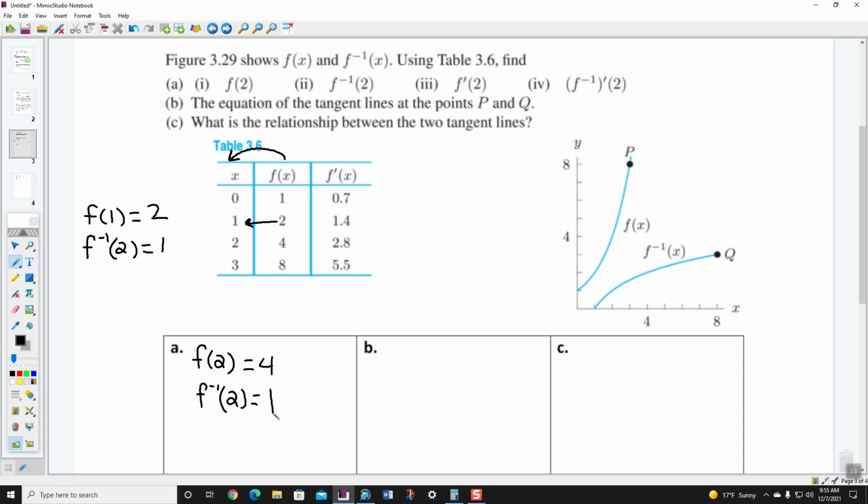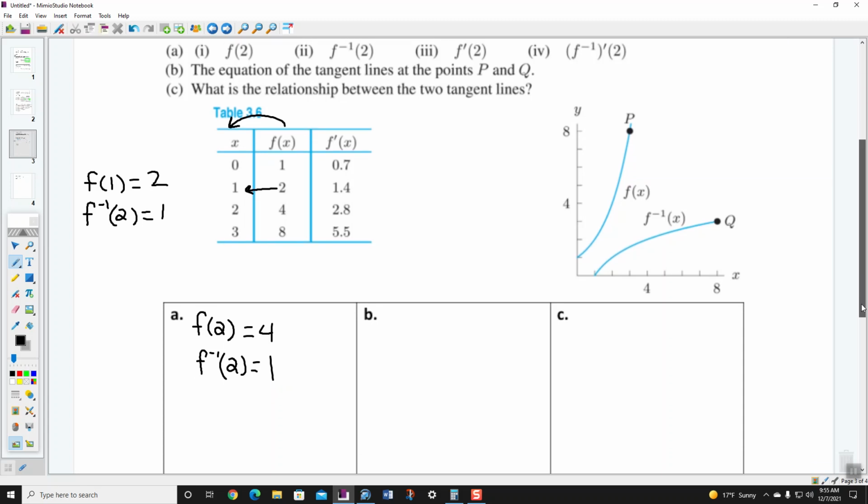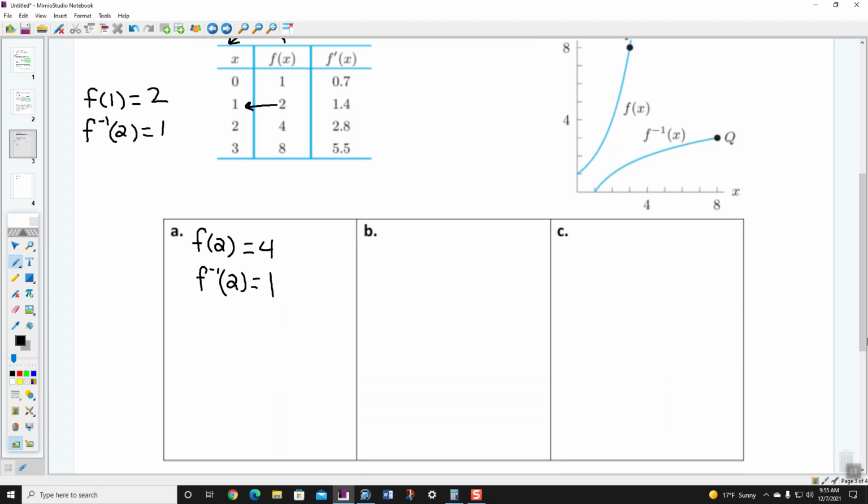Third one says, what's f prime of 2? Guys, at x equals 2, what is that? 2.8. So you know that f prime, that's easy to figure out from a table, isn't it?